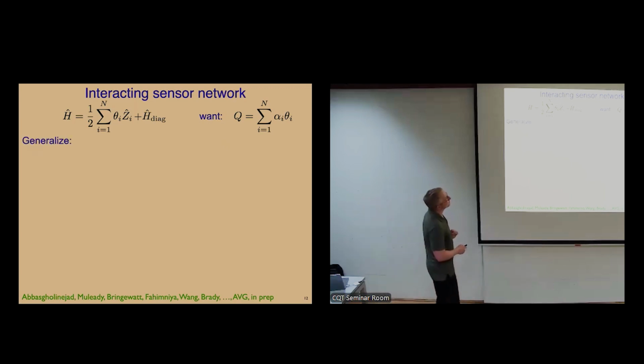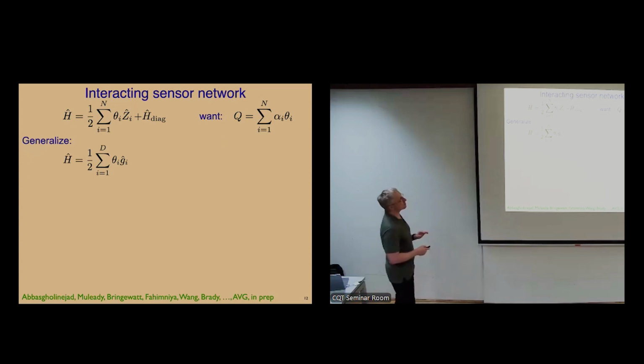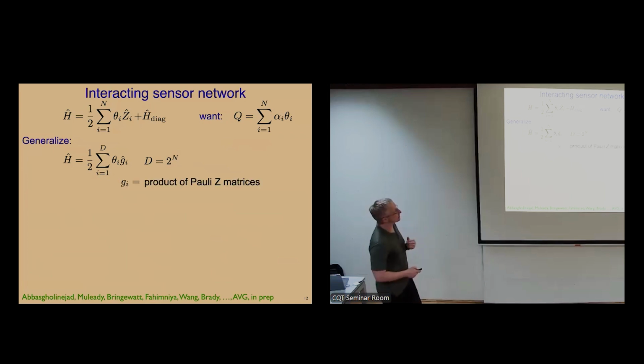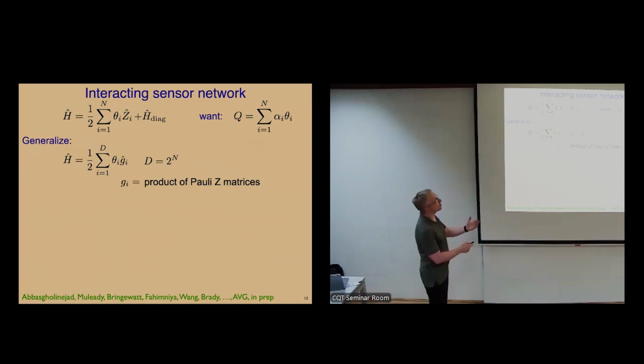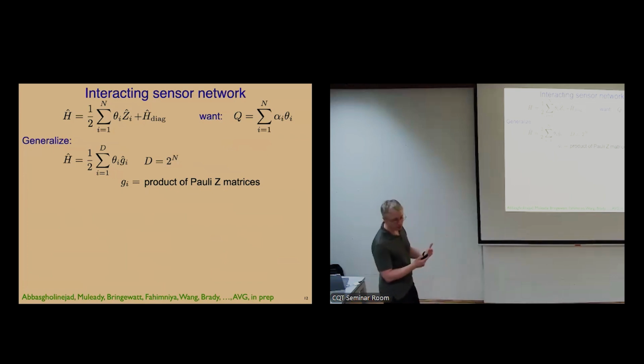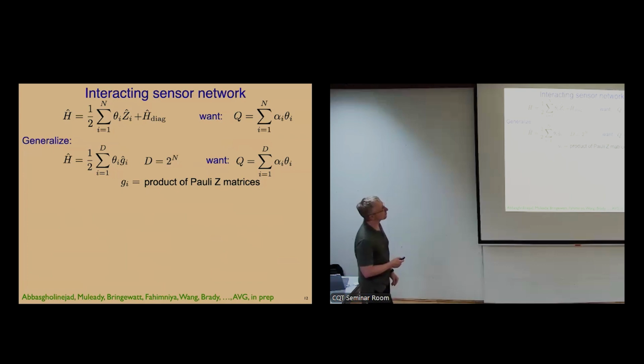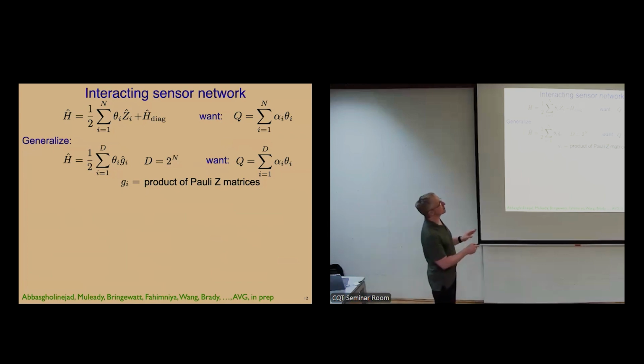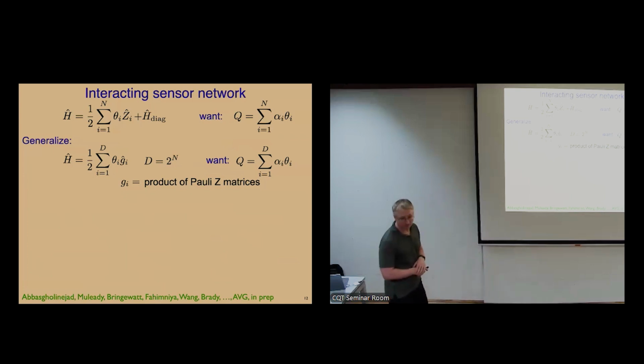So let me now generalize the problem. Suppose I name all of these coefficients theta_i, where i goes from 1 to capital D, and D is 2 to the n. So I sum here over all 2 to the n diagonal generators. G_i are all possible products of Pauli Z matrices, and there are 2 to the n of them because each qubit either does or doesn't have the Z Pauli matrix. And now I want to measure some arbitrary linear combination Q of all 2 to the n of these coefficients.